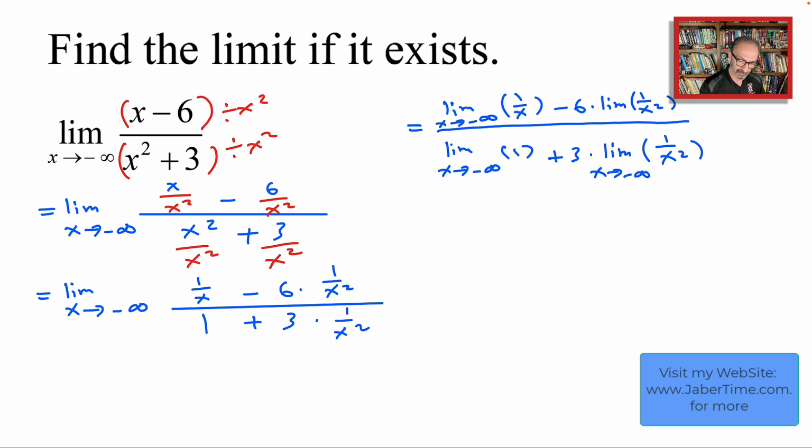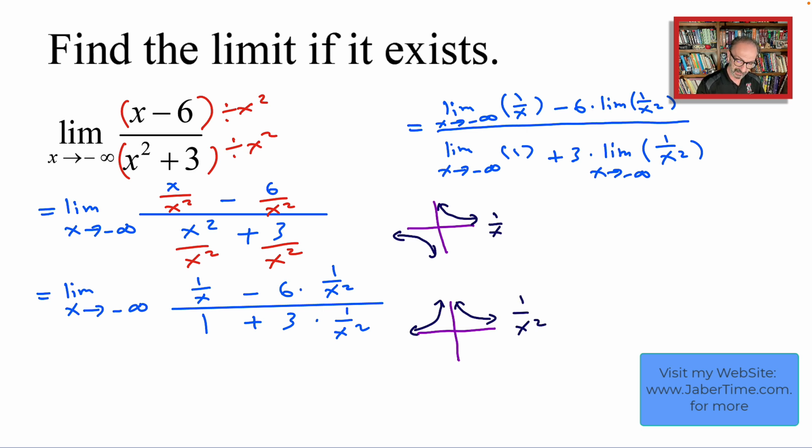Now we have to know what 1 over x looks like and what 1 over x to the second looks like. So this will be 1 over x, and here 1 over x to the second, something like this. Of course it's endless.